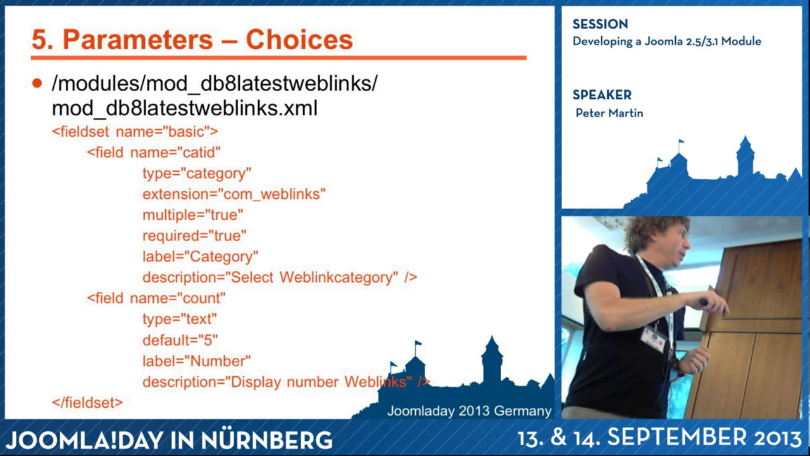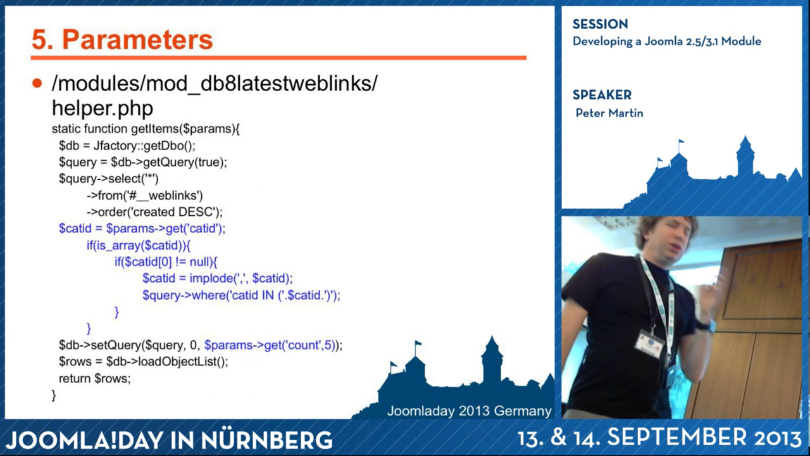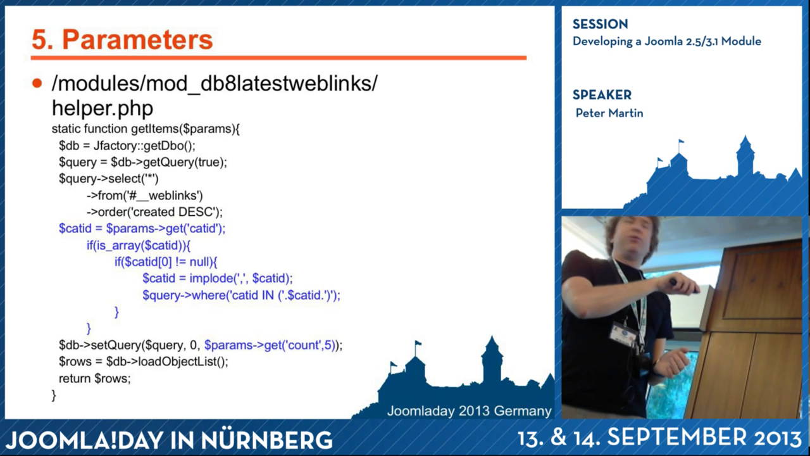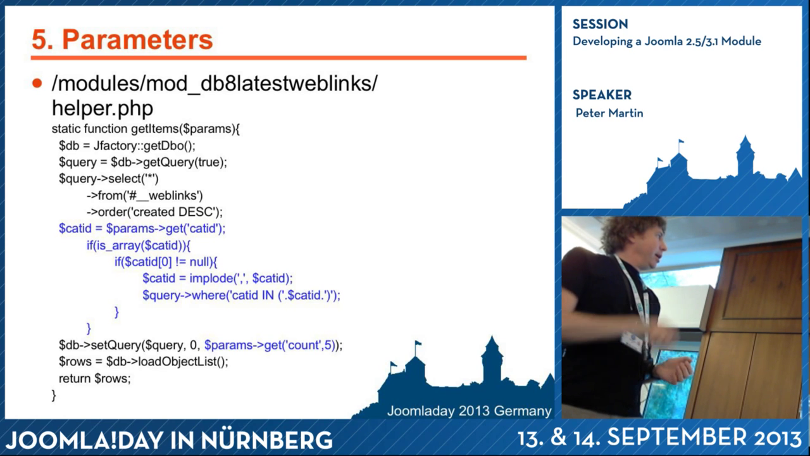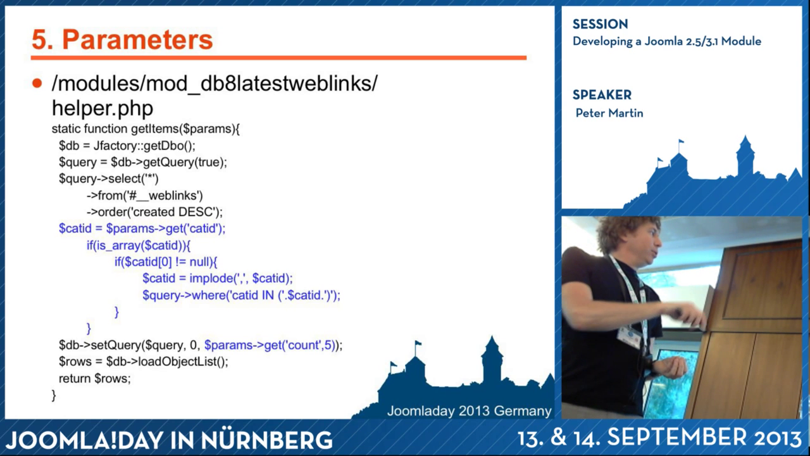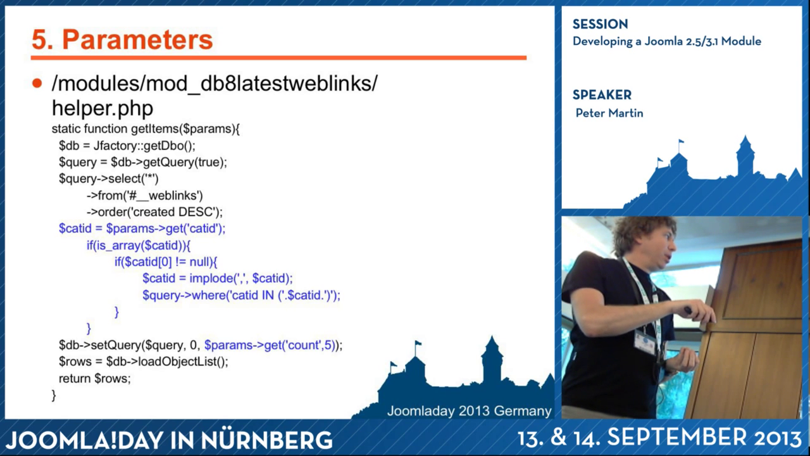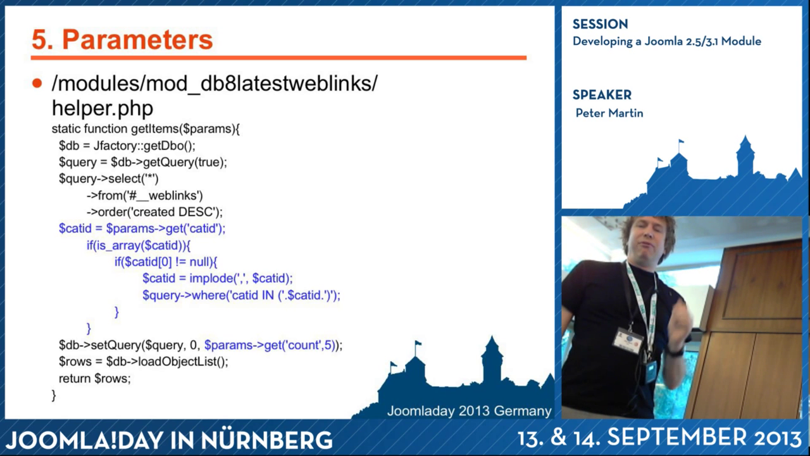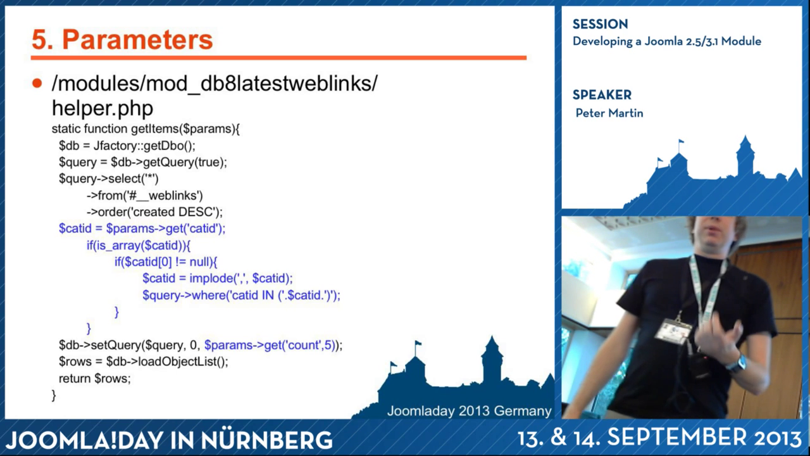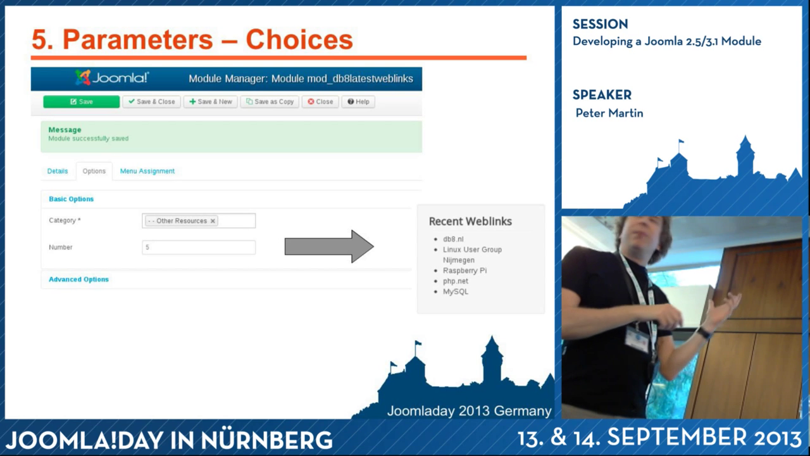I also have a label and a description. It's for the backend. So this is what I did in the helper file. It's just the same file, but with a couple of lines of code. Here, I use the category ID, and here, I use the count. And it says, if there is no count, just display 5 results. So with these kinds of lines, I created flexibility in my parameters, in my module. So this is the backend.